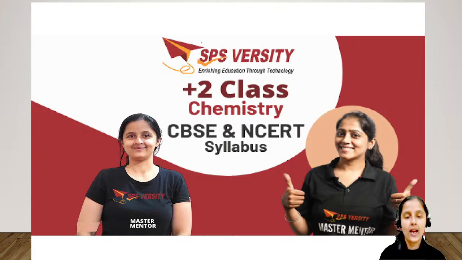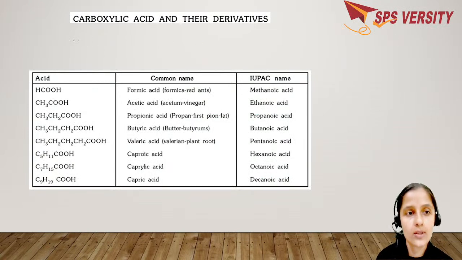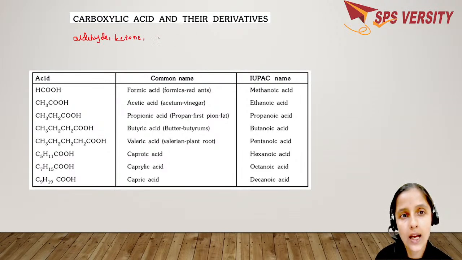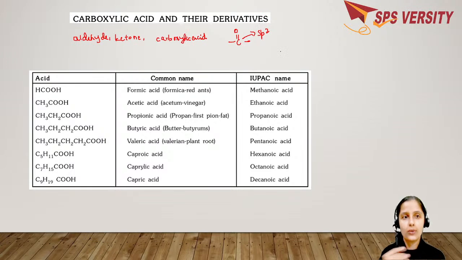So today I'm proceeding with the next topic, that's carboxylic acid. In the previous sessions we saw aldehydes and ketones. Just a recap: in the case of aldehydes, ketones and carboxylic acids, what is common is a carbonyl group, that's C double bond O, where carbon is sp2 hybridized. And the same thing follows here also.